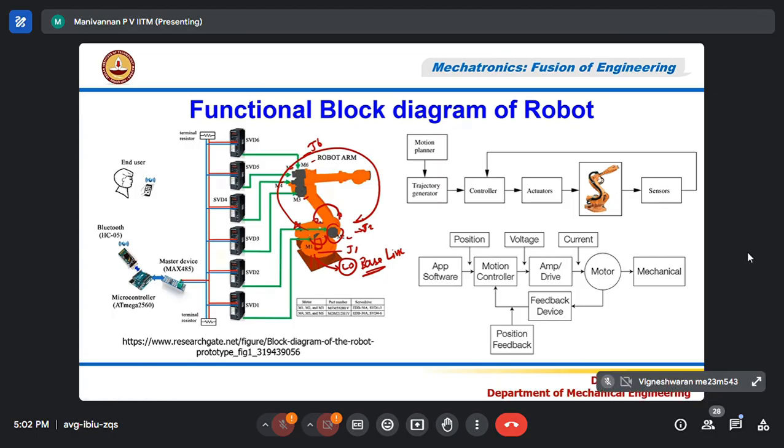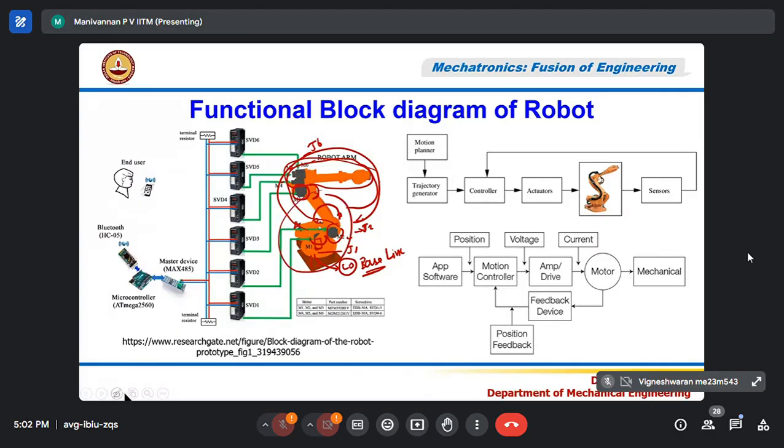But there is a restriction. If there is a restriction, it will go and hit. In that case, the remaining part of the robot will rotate clockwise or anticlockwise. Similarly, if M3 rotates, then this part of the robot will rotate. But you can see the remaining part won't rotate.